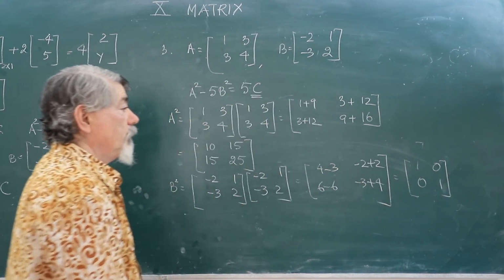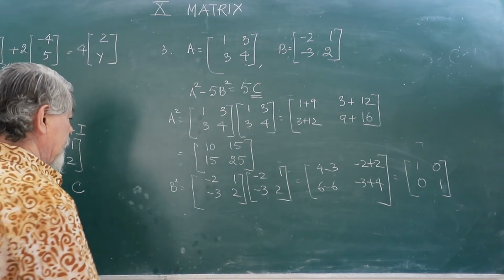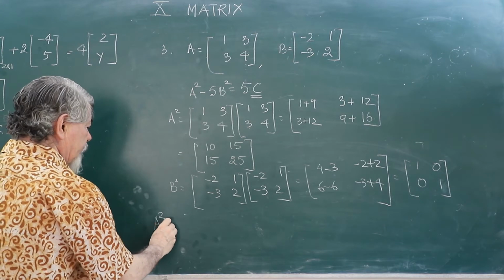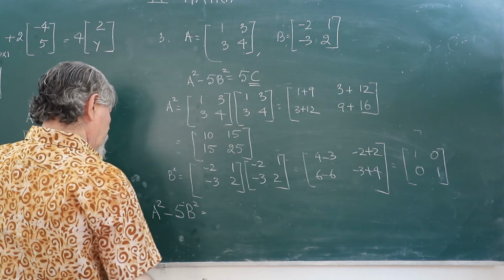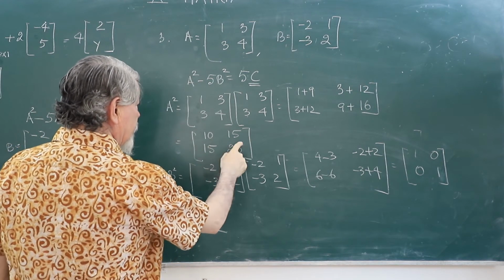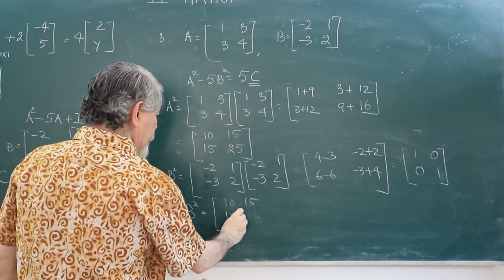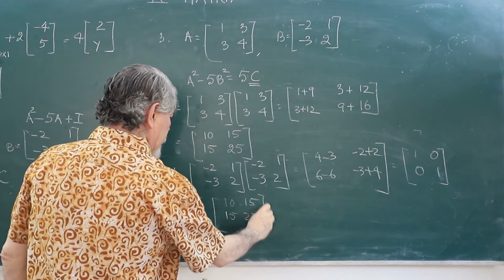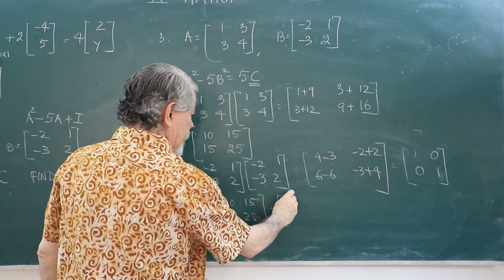1, 0, 0, 1 is B square. But I have to calculate 5B square. So A square minus 5B square will be equal to how much? A square, we have calculated to be 10, 15, 15, 25, and minus 5, so multiplied by 5.